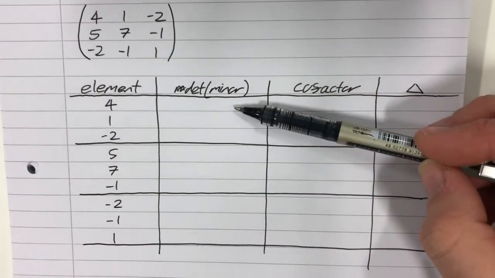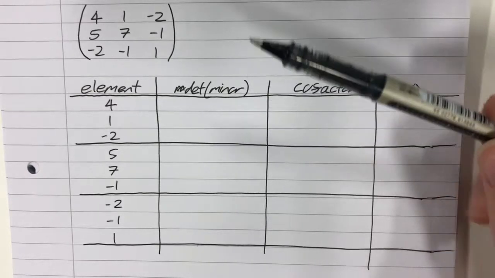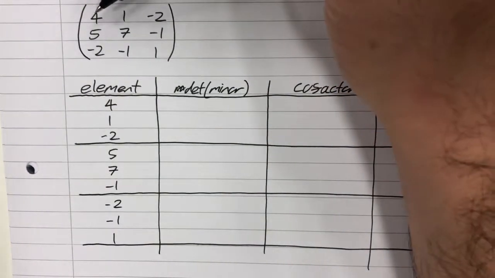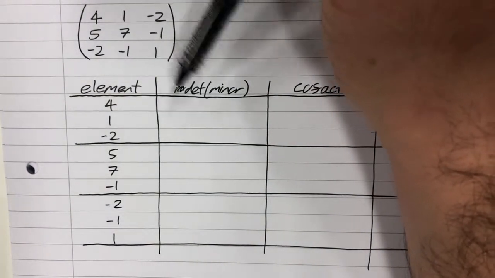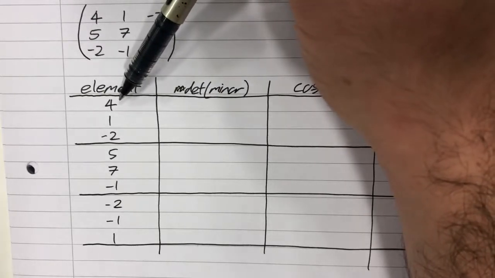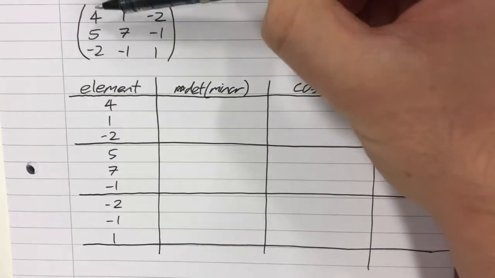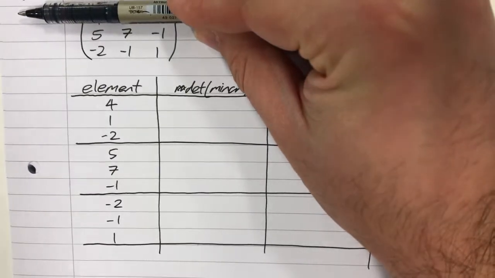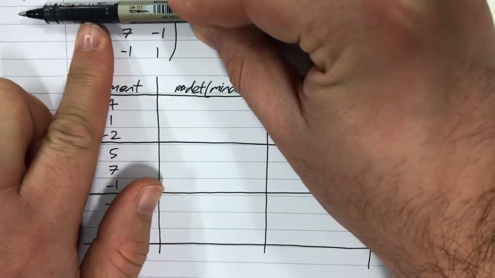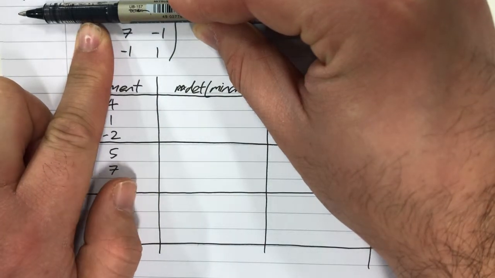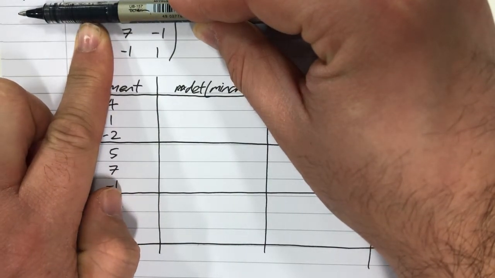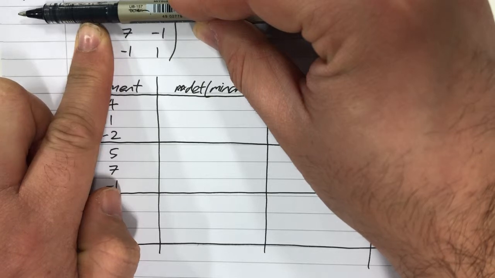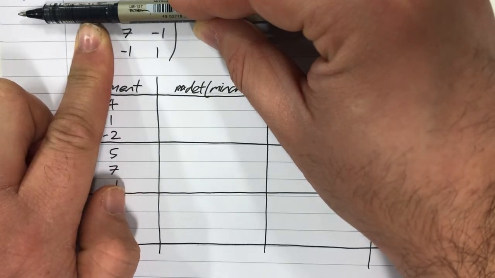The second column then, the determinant of the minor. The minor is defined as being the determinant of the matrix when you delete the row and column of that element. So for example, this element here, number 4, if I delete the row that the number 4 is in and delete the column, I'm left with this 2 by 2 matrix, 7, minus 1, minus 1, 1, and the determinant of the minor is the determinant of that matrix, because that is the minor.